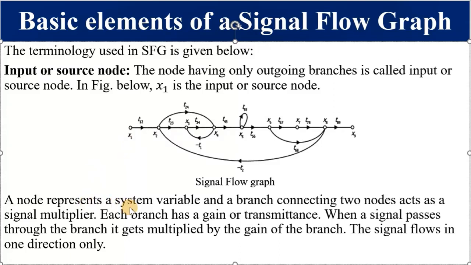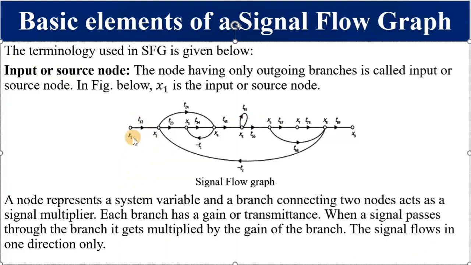A node represents a system variable, and a branch connects two nodes. For example, in this case, x1 and x2 are nodes, and the branch connecting the two, which is T12, acts as a multiplier. Each branch has a gain, also known as the transmittance. When a signal passes through the branch, it is multiplied by the gain of the branch, as we know from our electronics, and the signal flows in one direction only.